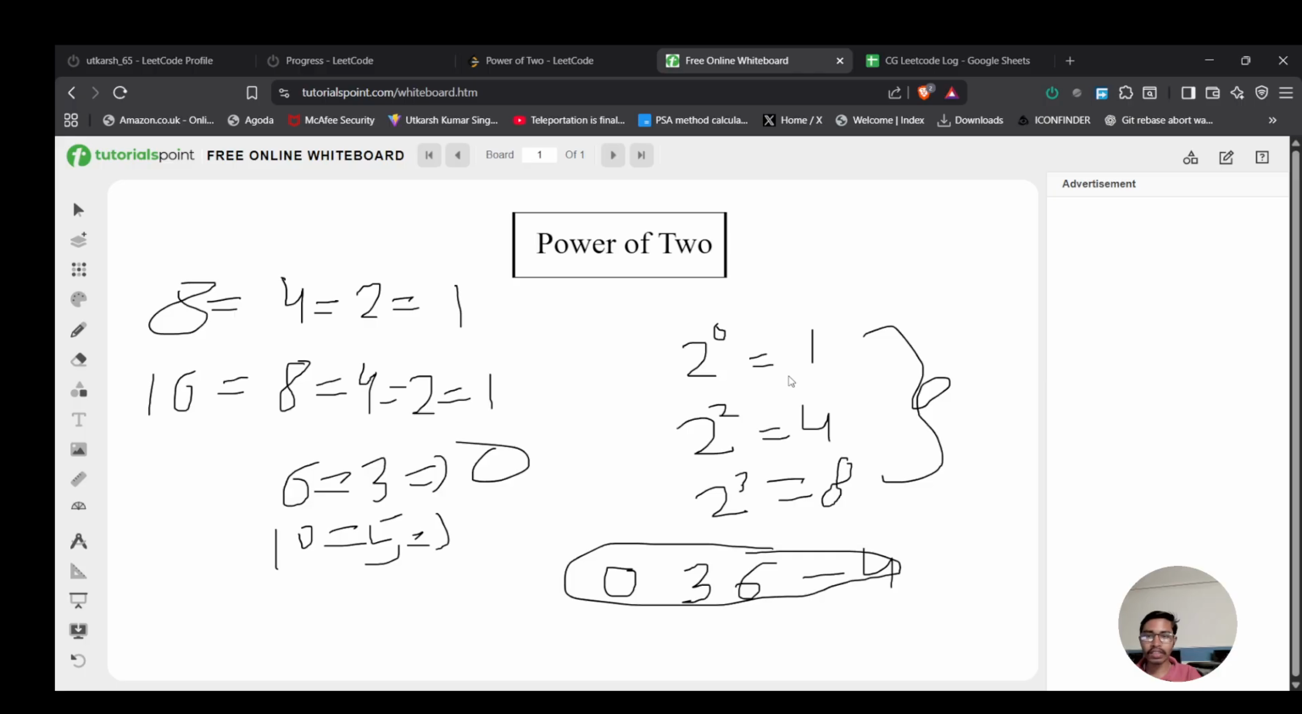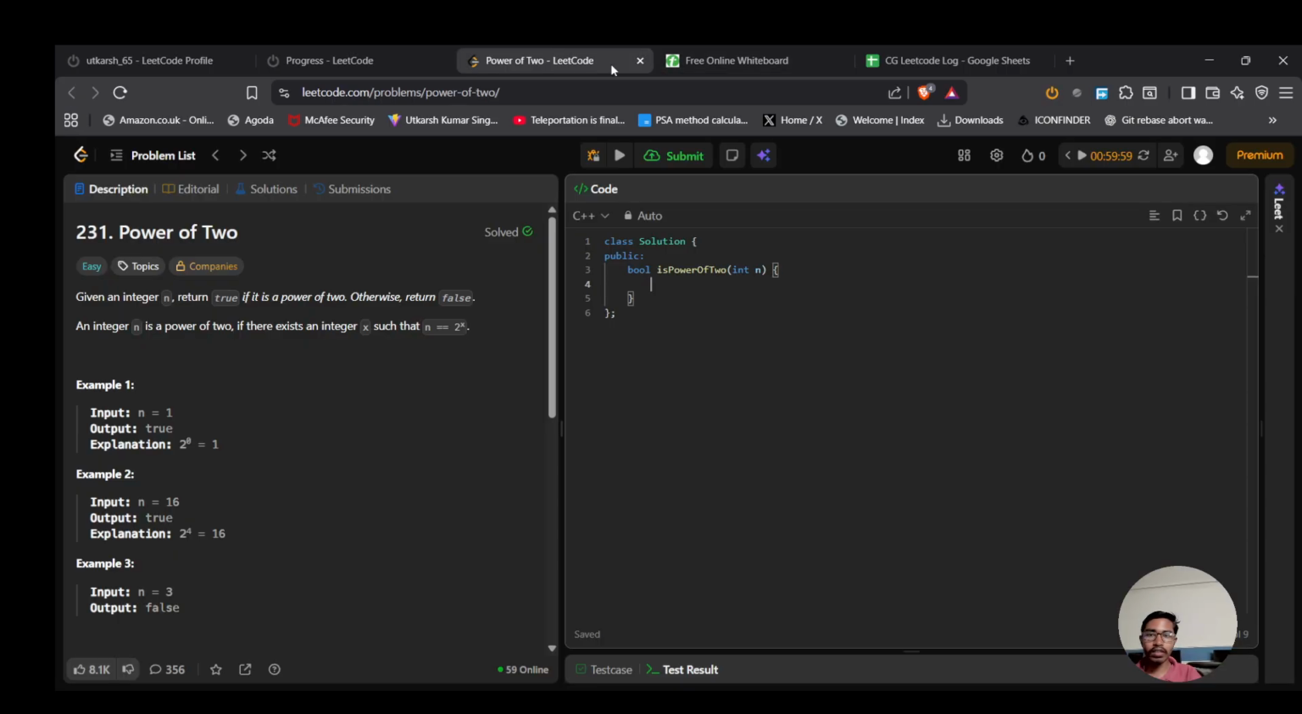Let's take this approach and understand it step by step. If the number is equal to 0 or negative, then we need to return false immediately, because a power of 2 can never be 0, 3, 6 or a negative number. Then we need to divide n by 2 continuously and check if n is equal to 1. If n is equal to 1, then return true, else we return false. So let's see this in the code.